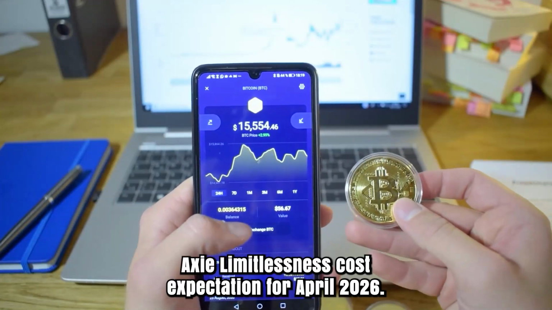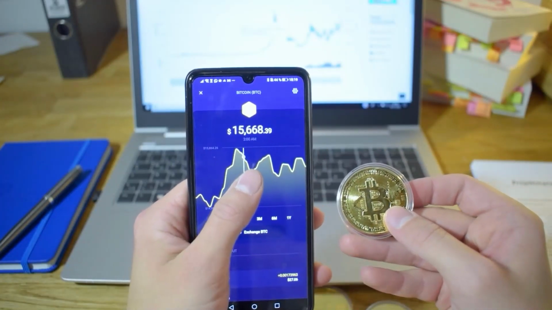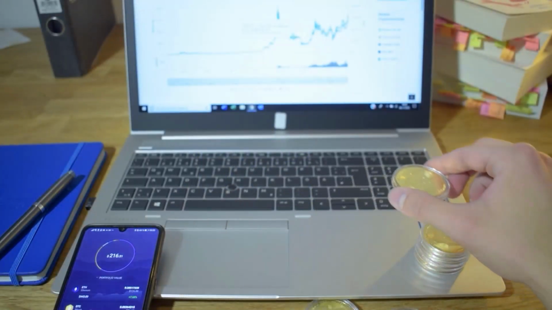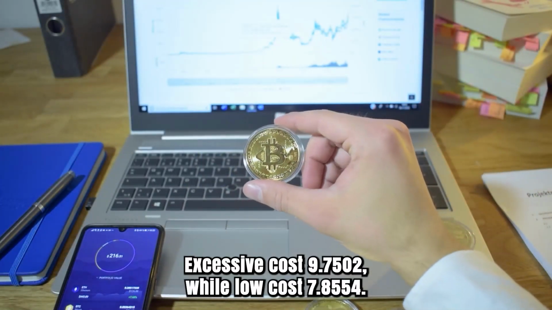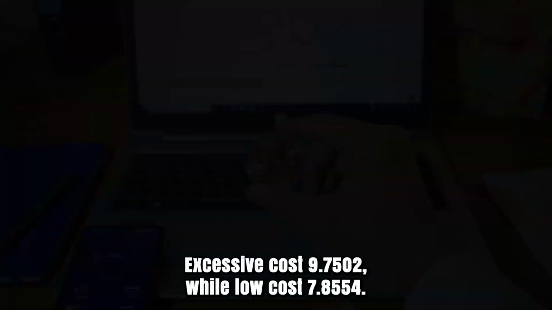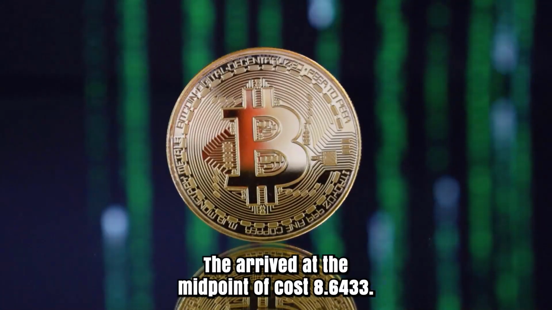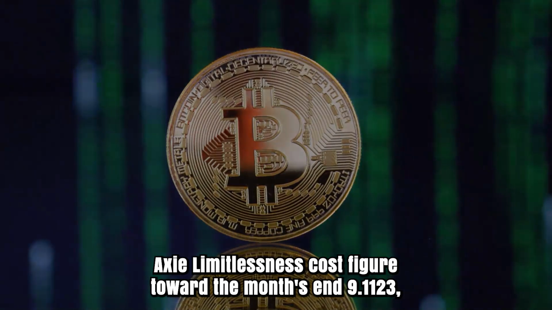Axie Infinity price expectation for April 2026. The opening price is at $7.8554. The high price is 9.752, while the low price is 7.8554. They arrived at the midpoint of the cost at 8.6433. The Axie Infinity price estimate toward the month's end is 9.1123, a change for April of 16 percent.